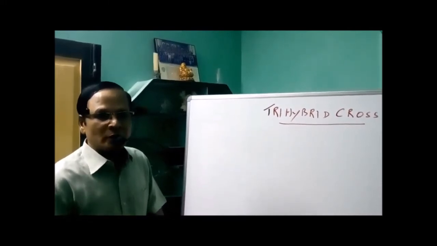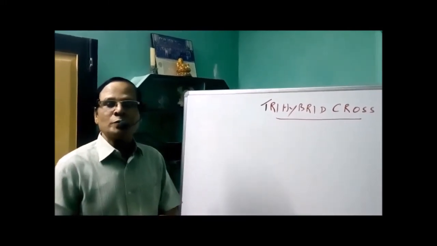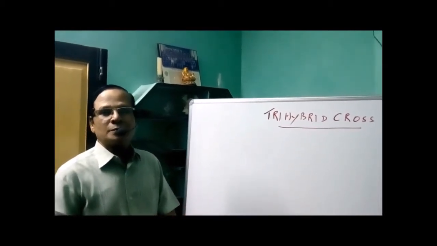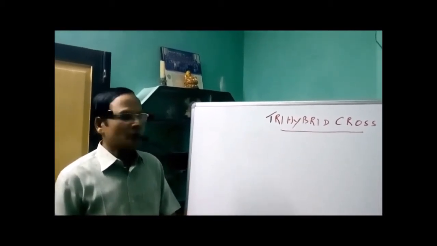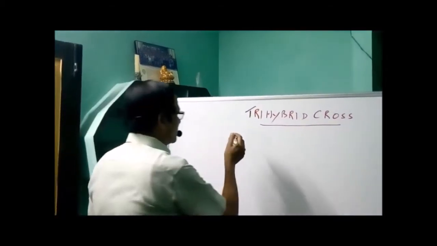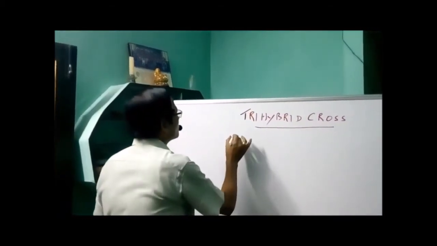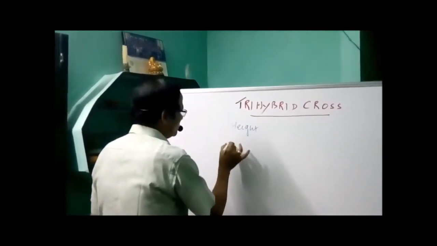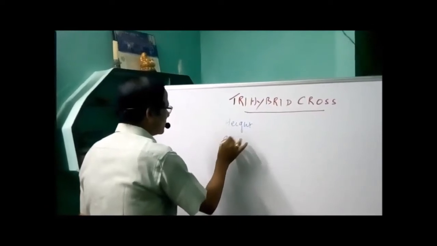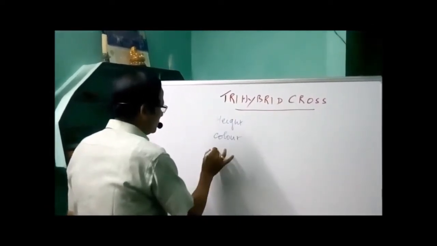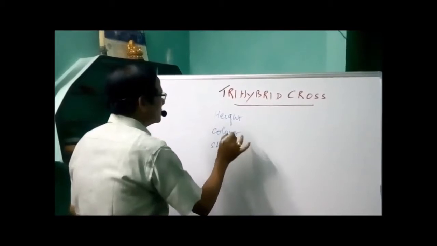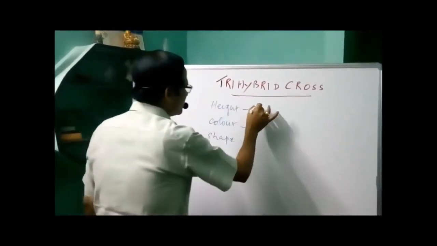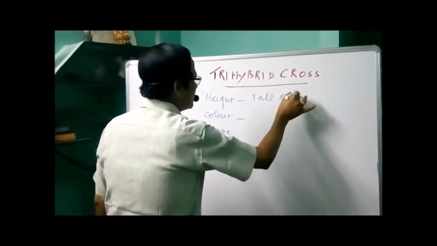It is a cross between two homozygous pure breeding varieties which are differing in three pairs of traits or three pairs of genes. For example, we are taking three characters. One, the height. Another one, the color of the cotyledon. Another one, the shape of the seed. If you're taking the height first, there are two varieties, tall and dwarf.